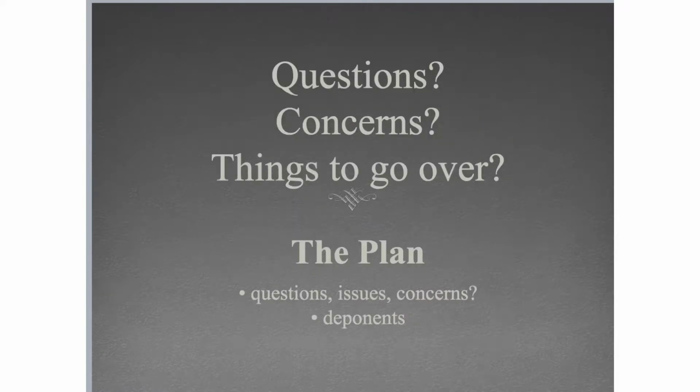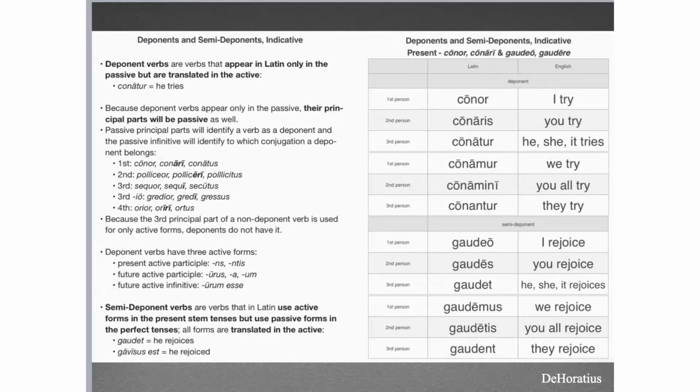We have a new kind of verb to learn. No new forms, no new endings, just a new way of thinking about verbs. I'll explain as we get to it. But these are deponents. All right, so here's the trick with deponents. They're sort of these funky verbs that are passive in form, active in meaning.